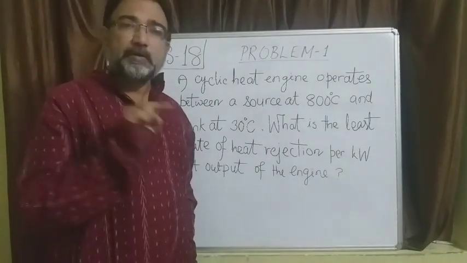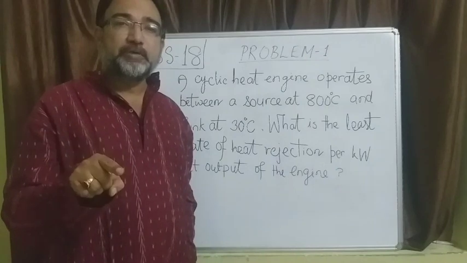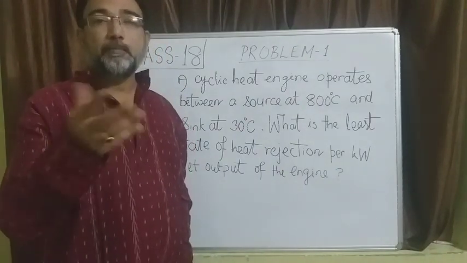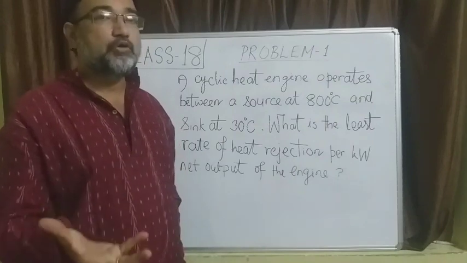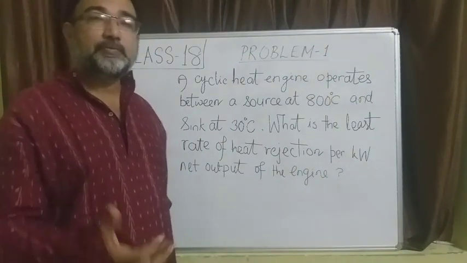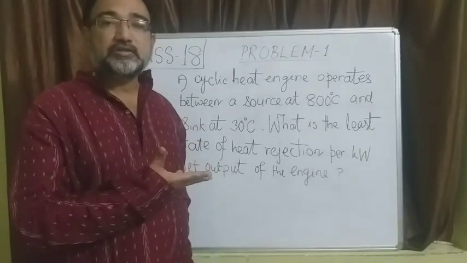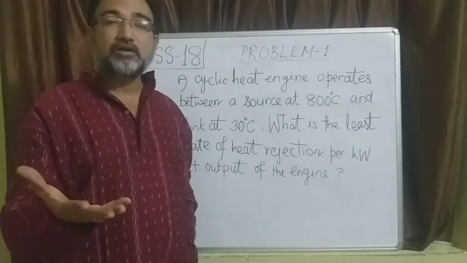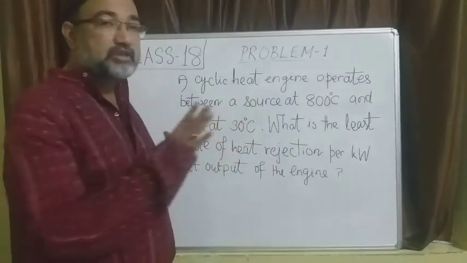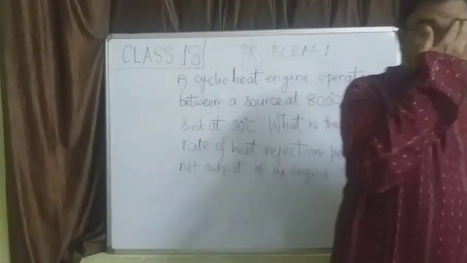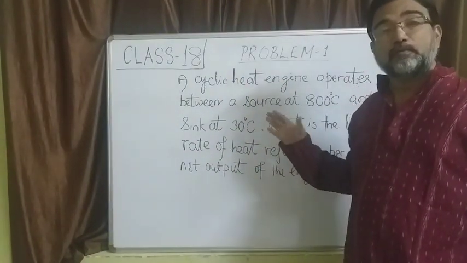And what do you mean by minimum Q2? Q1 minus Q2 is your W. Minimum Q2 means maximum W, and maximum W means maximum efficiency. And maximum efficiency means this question is speaking of a Carnot cycle, a Carnot engine. So this is a Carnot engine problem. This is how you have to identify whether the problem is a Carnot cycle problem or not.